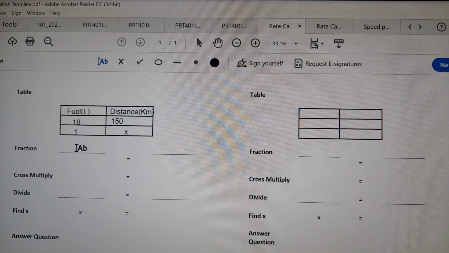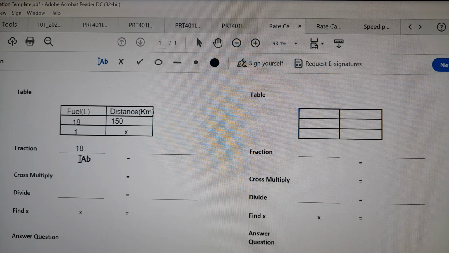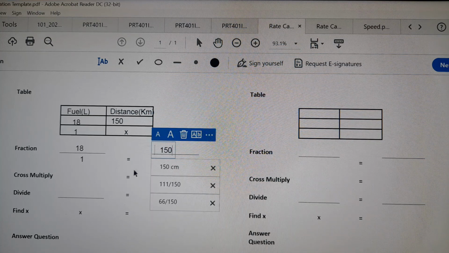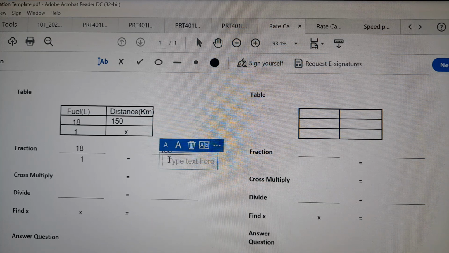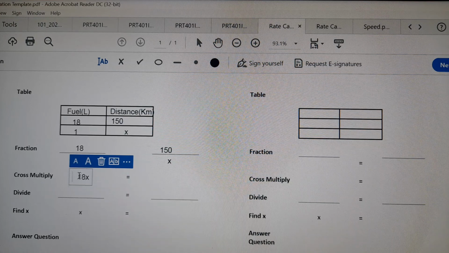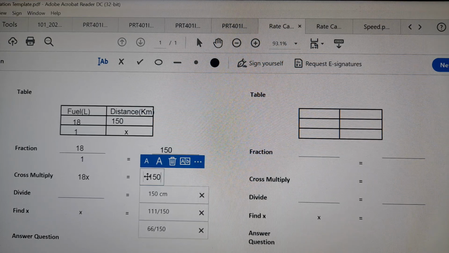Now I will put the fraction on both sides. This side I have 18 over 1. And that side of the fraction I have 150 over X. Then what I will do, I will cross multiply. So 18 times X, I will have 18X. And then this side, I will also cross multiply. 1 times 150 is 150.